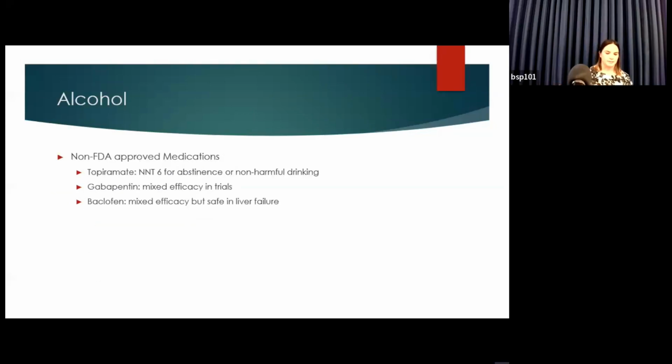There are non-FDA approved medications for alcohol use disorder. Topiramate, interestingly, has a number needed to treat of 6 for abstinence or non-harmful drinking, meaning within the guidelines for alcohol use. Number needed to treat of 6. The study was really small, and it hasn't borne out in bigger studies yet.